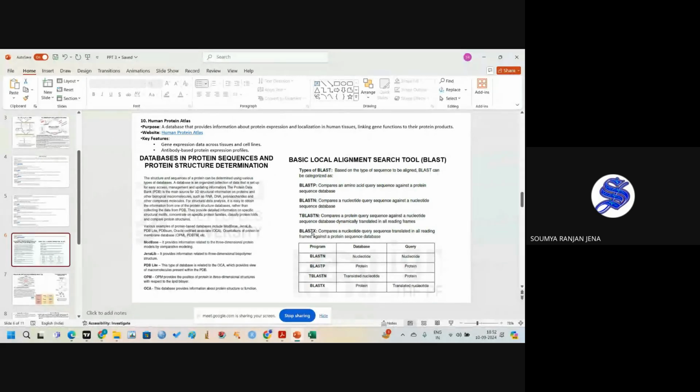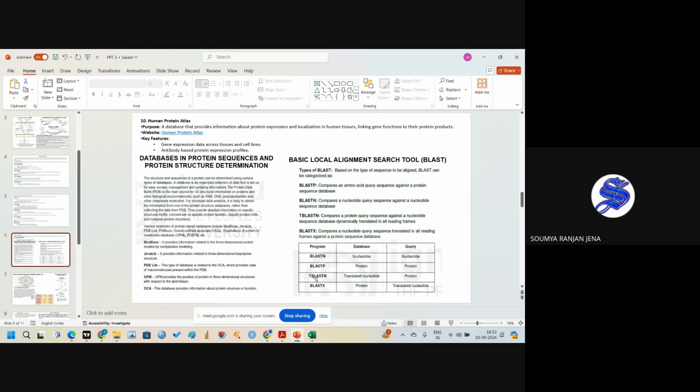And that is BLASTX. This compares a nucleotide query sequence translated in all reading frames against a protein database. Here you can put in the nucleotide sequence and it will give rise to the proteins. These are the Basic Local Alignment Search Tool programs. BLASTN uses nucleotide databases, and the query can also be a nucleotide sequence. In BLASTP, the database is only protein and your query also must be protein.